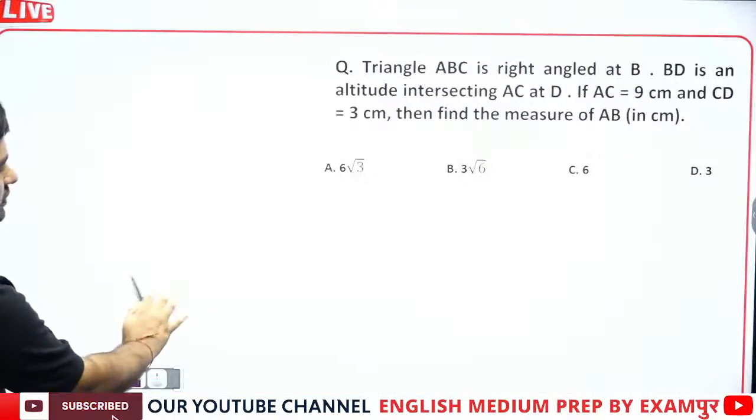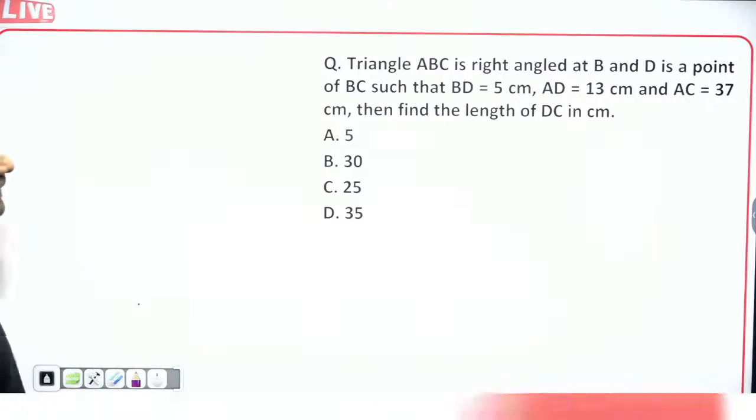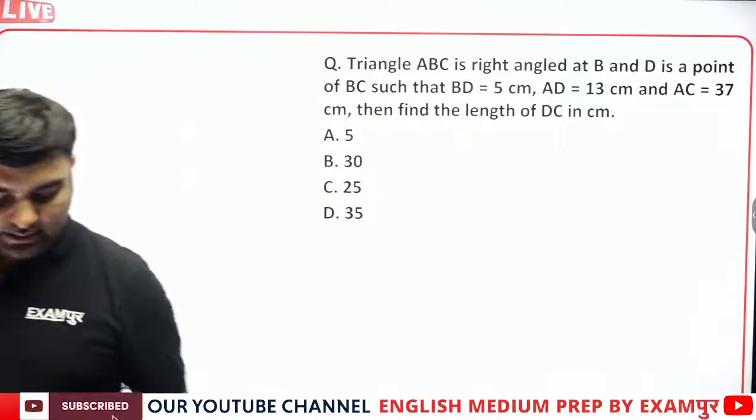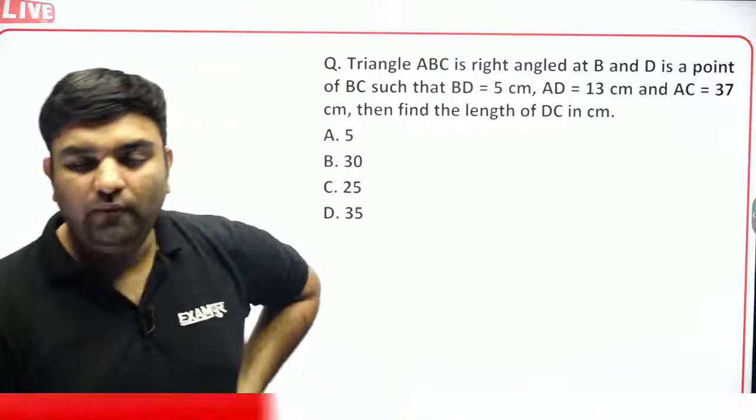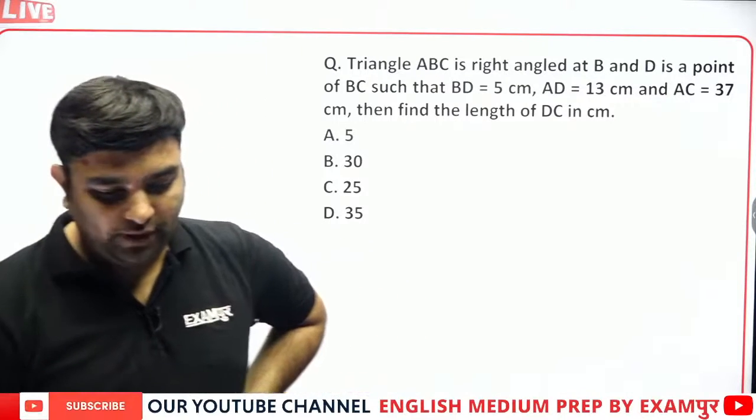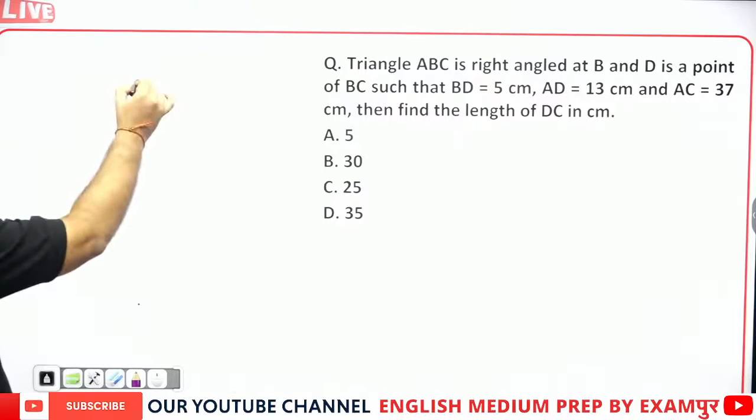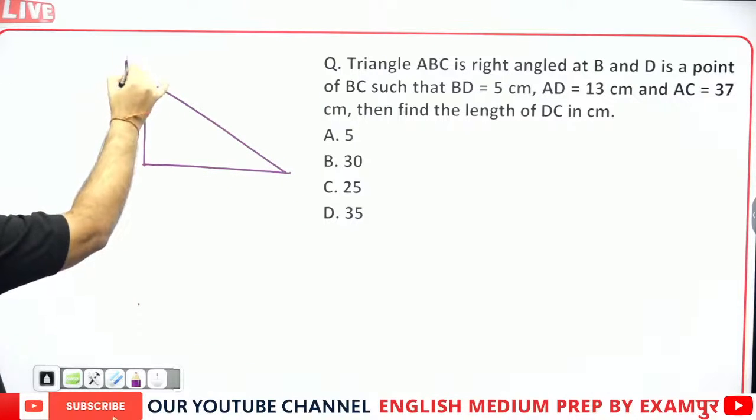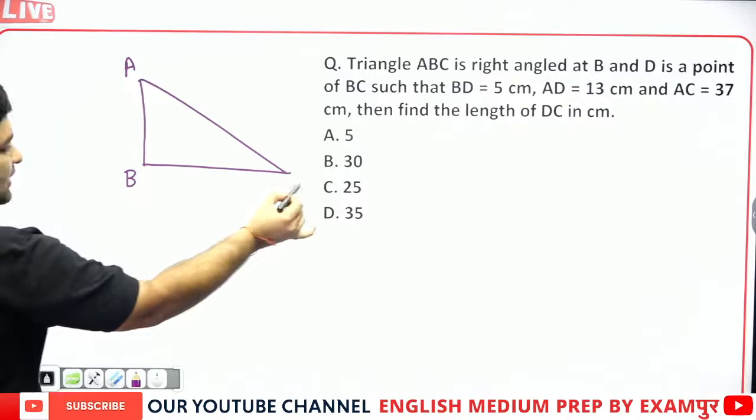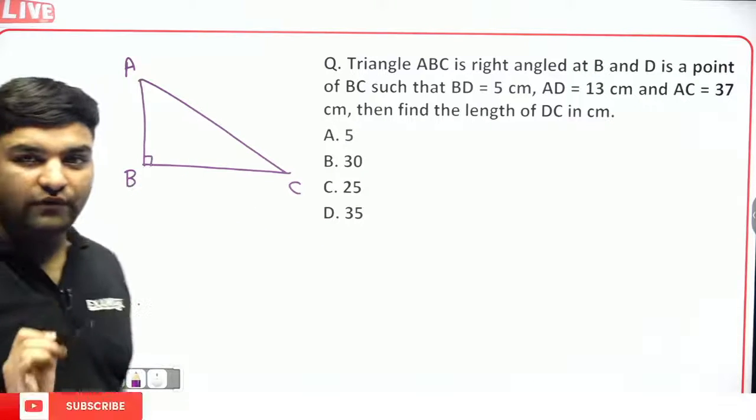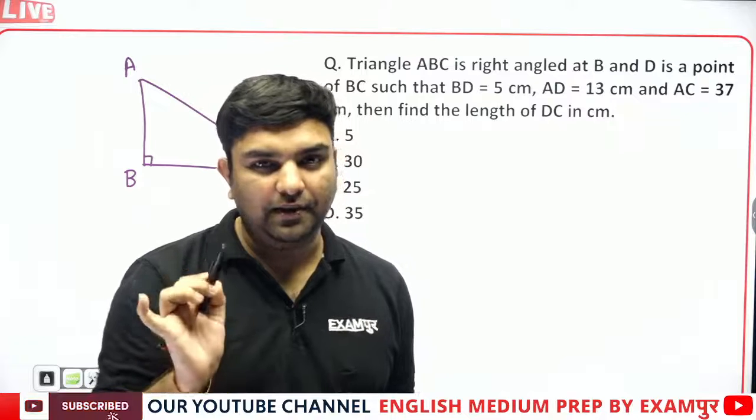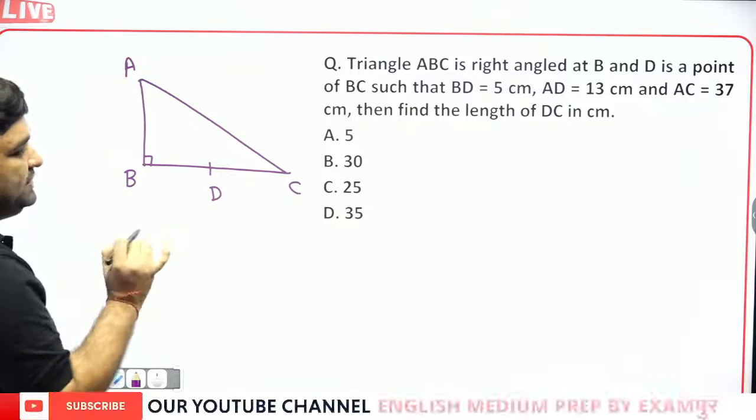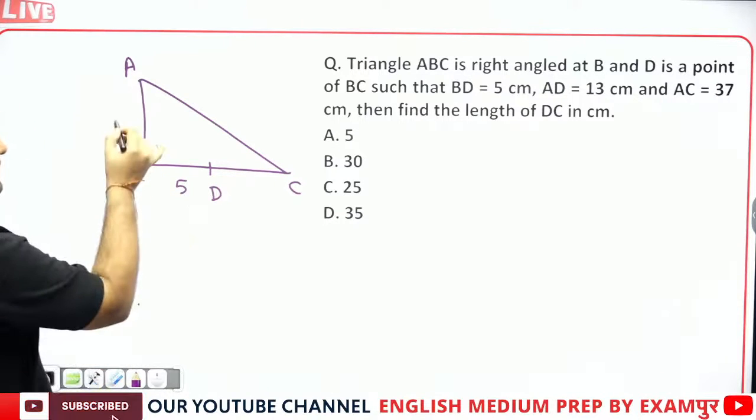Let's first do the homework questions that I left for you. I hope you might have tried it. ABC is a right angle triangle, right angled at B. D is a point on BC such that BD is 5 and AD is 13.